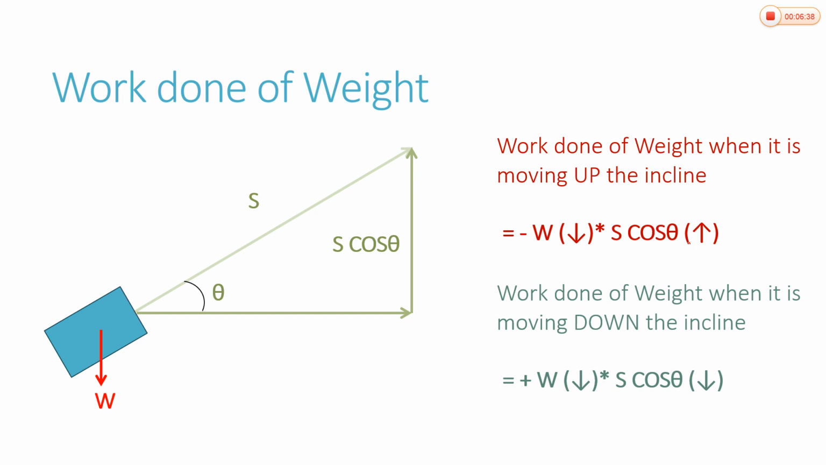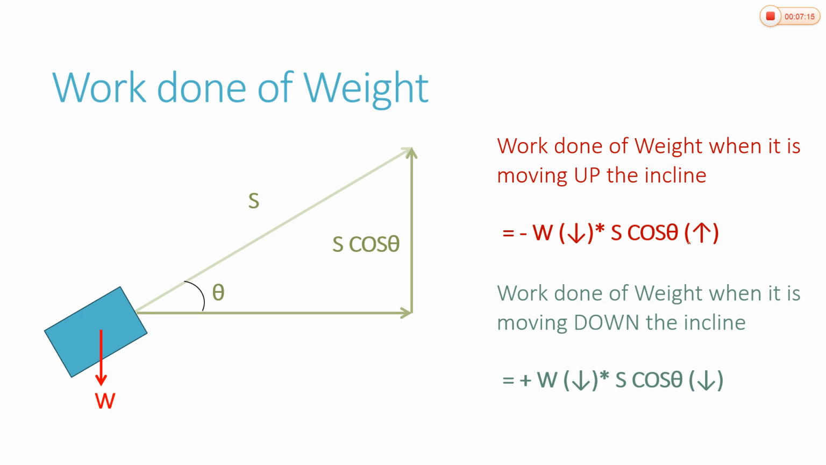So this is one case. In another case, if the block is moving downward along the inclination, we know that weight acts downward, and the displacement in the vertical direction is also downward. So the magnitude of work done will be W into S into cosine of theta, where theta is the inclination, and both act in the downward direction, so the work done is positive. In this way we find the work done of weight which is displaced in the vertical direction or along the inclination.